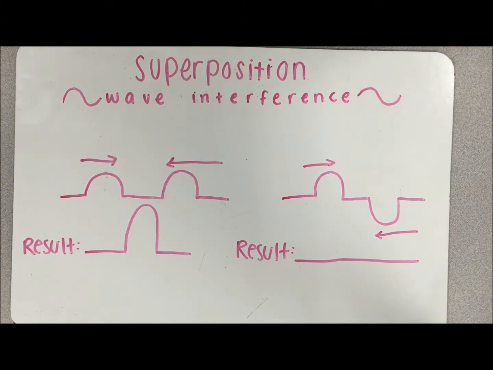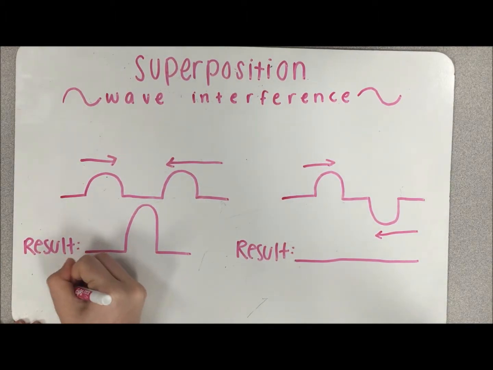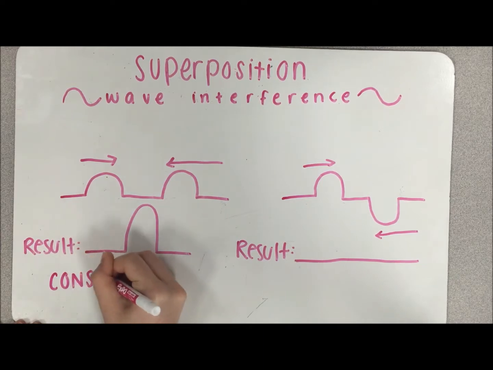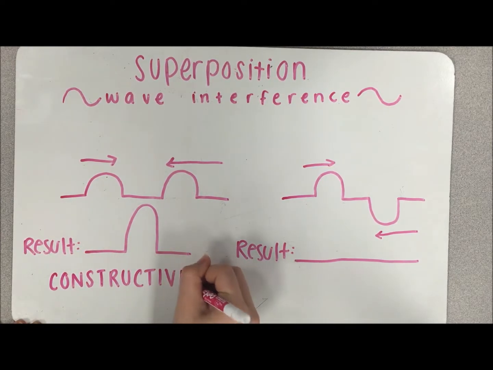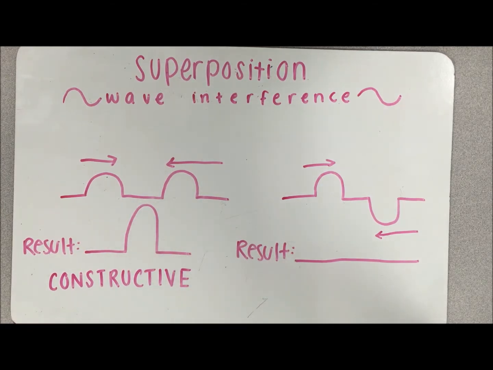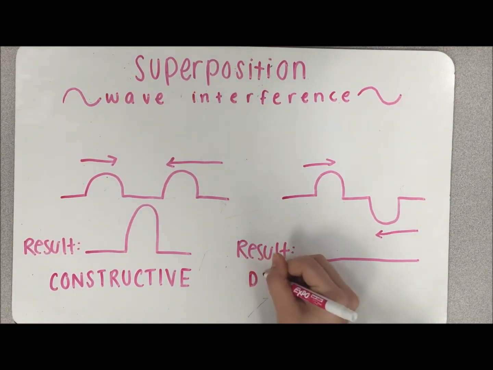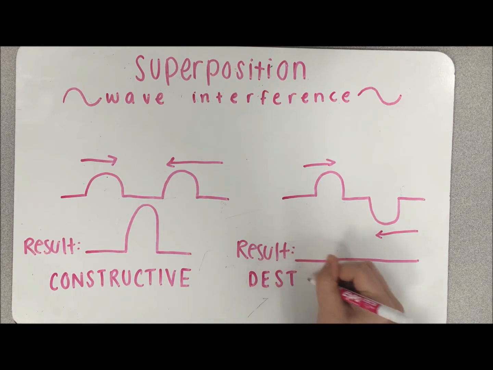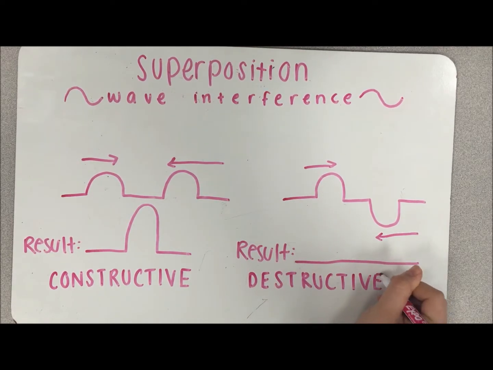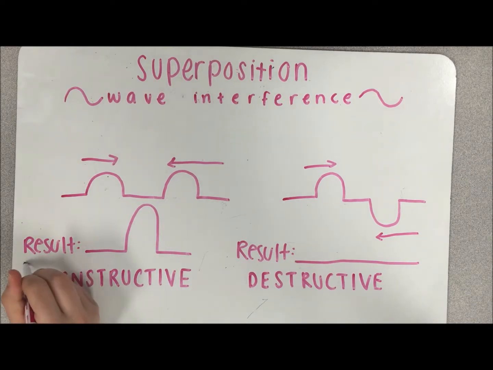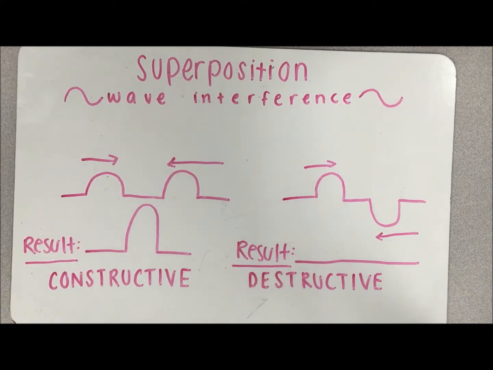Constructive interference occurs when two waves with both positive or negative amplitudes create a superposition with an amplitude greater than each of the individual waves. Destructive interference occurs when two waves pass through each other and cancel each other out. The result of constructive interference is a bigger wave, while the result of destructive interference is no wave at all.